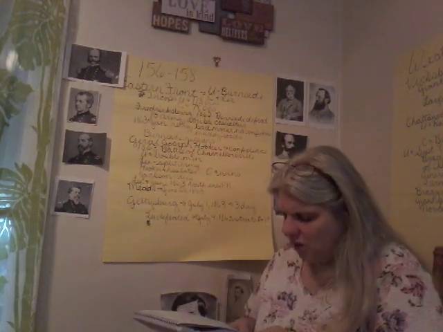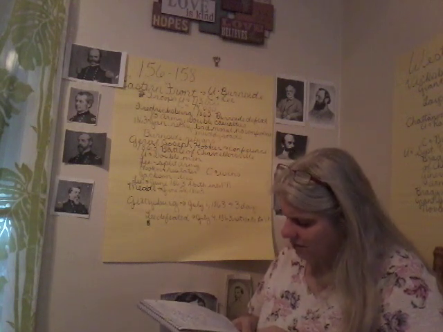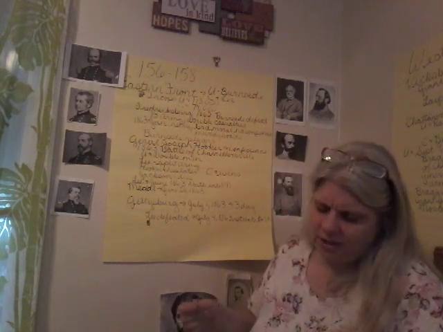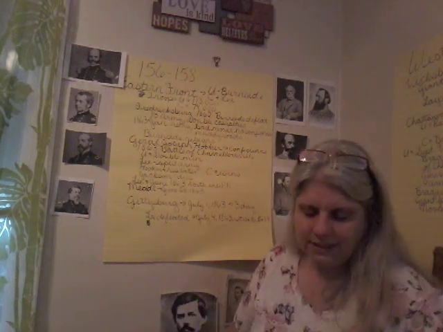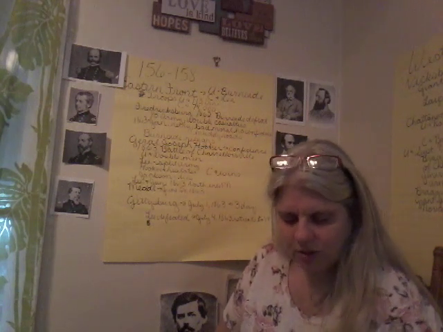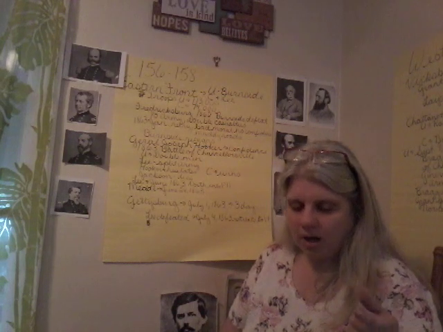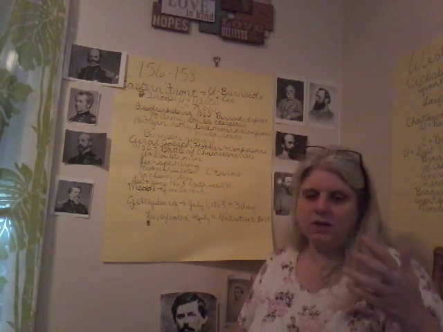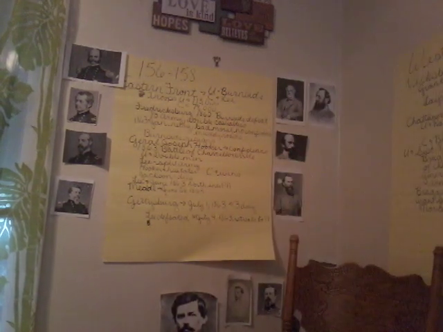All right, so what happens is Ewell attacks from the right, but he never gets near Culp's Hill. And he never gets to Little Round Top. The big reason he never gets to Little Round Top is because of the Maine Regiment, led by Joshua Chamberlain.